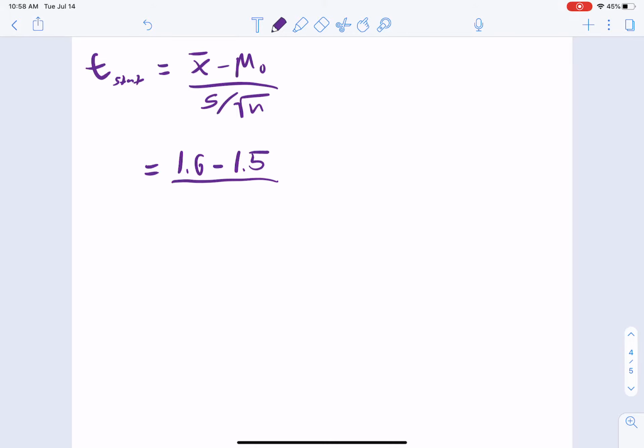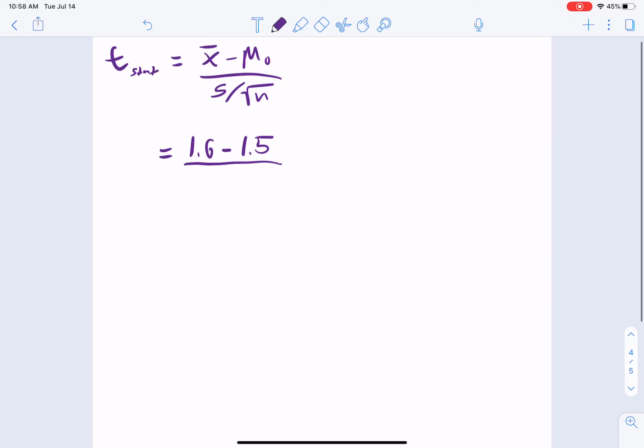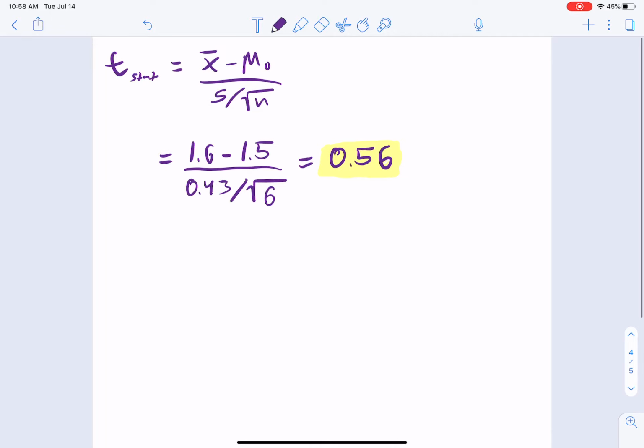Divided by 0.43, 0.43 divided by square root of n, which is 6. Okay, square root of 6. All right. Now it turns out that this equals, once you do all the math, 0.56. Okay, so that's our t-stat. So our t-stat here, highlight it, is 0.56. Cool. Okay, so we have our test statistic.